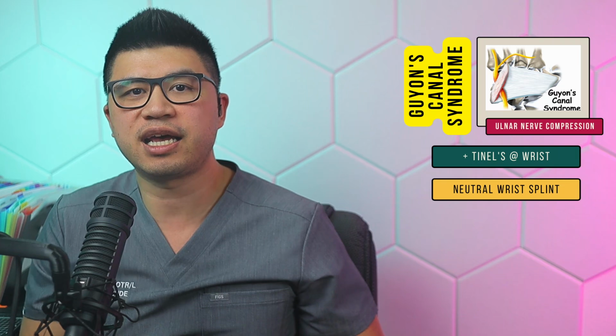Okay, what about ulnar nerve compression at the wrist? This is called Guyon's canal syndrome. Remember how Tinel sign also indicates ulnar nerve compression at the wrist? And a neutral wrist splint would be used for Guyon's canal syndrome, and it has the same interventions as the other non-splint interventions for carpal tunnel.